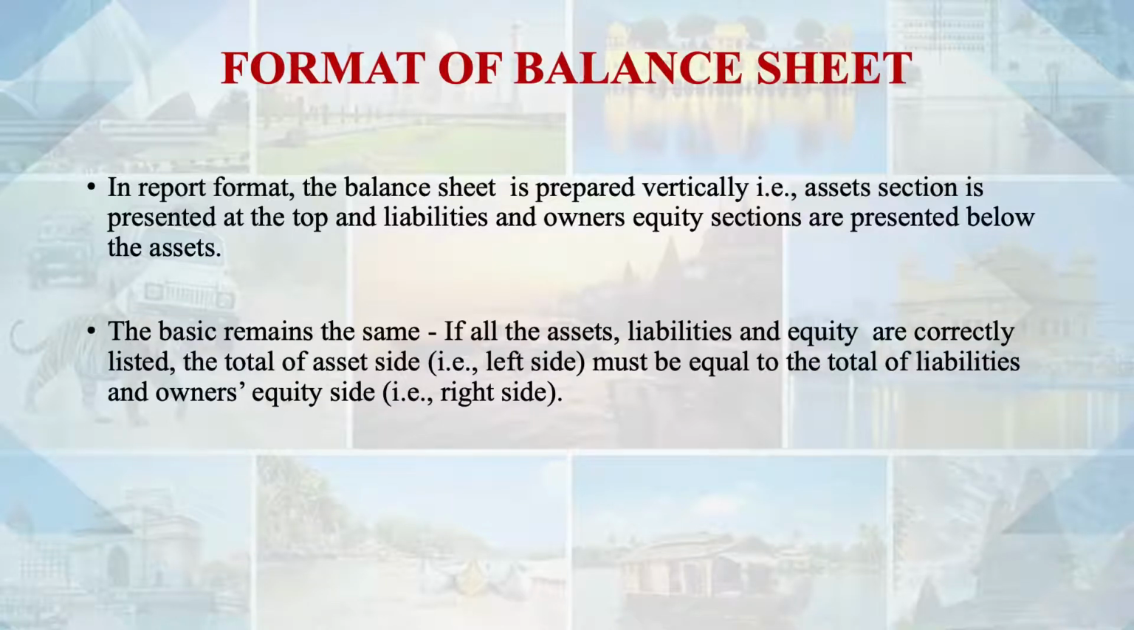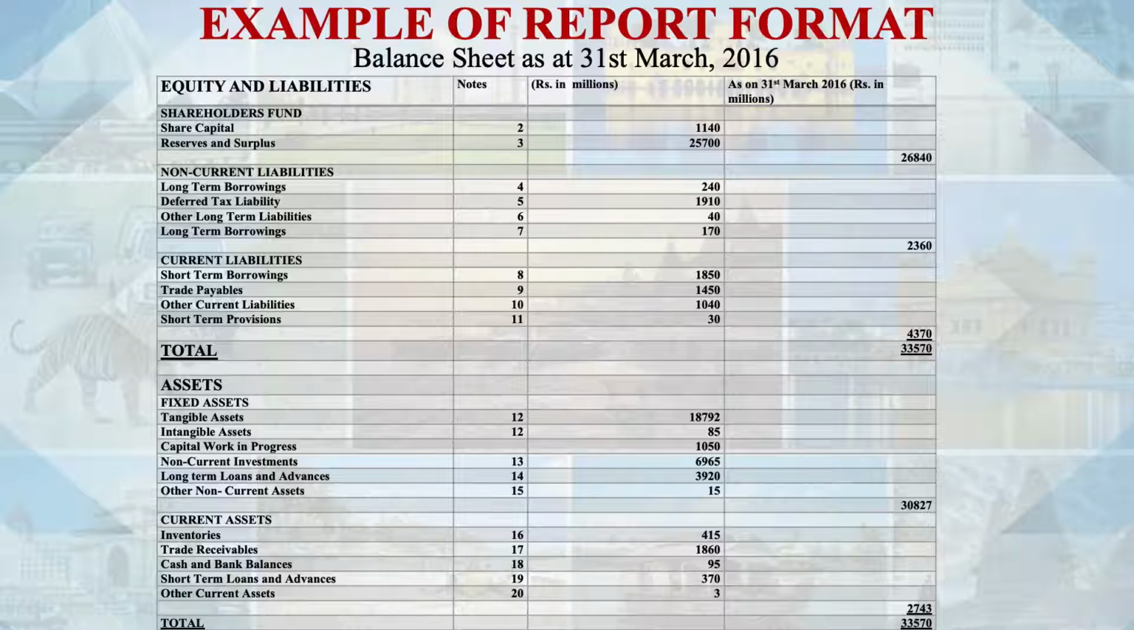That is, the first part, the total of the assets, should always be equal to the total of your liabilities and equity, and it should remain equal, because whatever format we are going to follow, we are not going to change the accounting equation. That is, the asset should be equal to liabilities plus equity. Now let us see an example of a report format of a balance sheet. So this is how we have presented it.